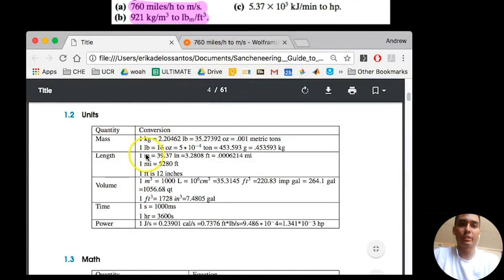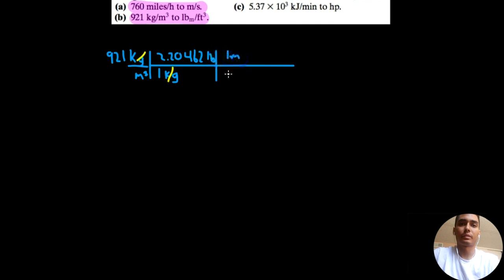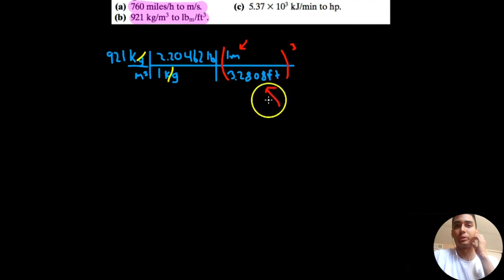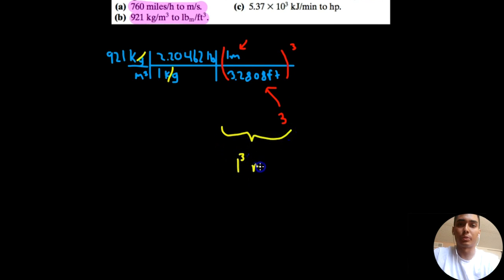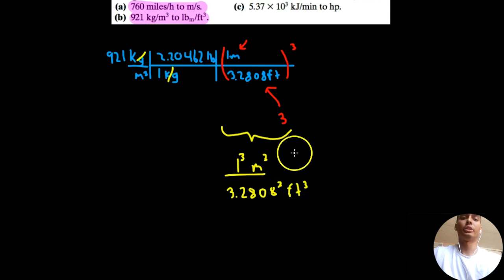So let's check length. 1 meter is 3.2808 feet. Remember, the important thing to understand is you have to raise the entire conversion factor to the power of 3. So that this would give us 1 meter cubed, and this would be 3.2808 cubed feet cubed. So very important. Raised to the 3rd power. And if I'm going to write that out, that's going to be 1 cubed, which of course is just 1 meter cubed, over 3.2808 cubed feet cubed. Very important. That's just the way that math works.